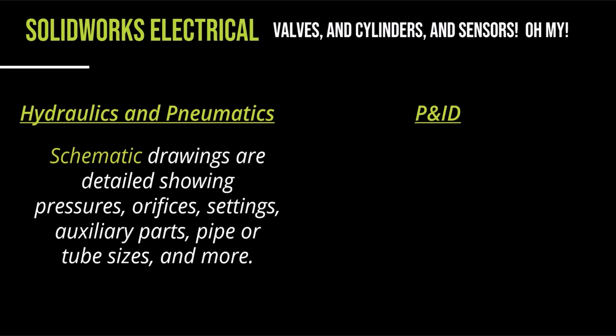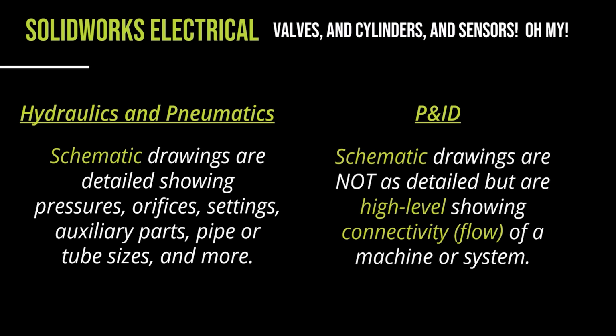The hydraulics and pneumatics schematic drawings are very detailed. They show pressures, orifices, settings, auxiliary parts, pipes and tube sizes, and a whole lot more. They're very detailed. Where a P&ID is going to be a schematic drawing that's not as detailed. It's more of a high level type connectivity or flow diagram. And it's literally more of a diagram than anything else.